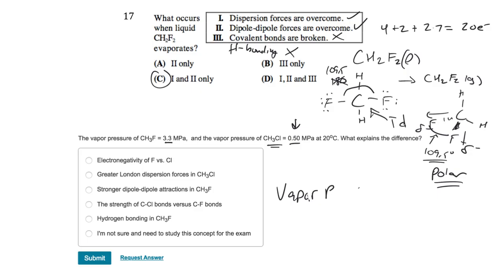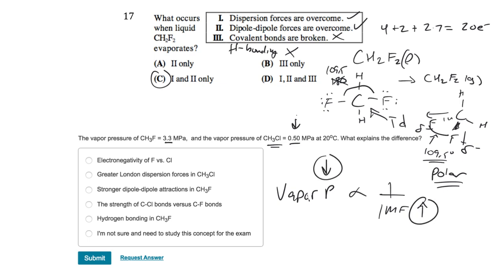So vapor pressure. Vapor pressure versus intermolecular forces goes inverse. The stronger the intermolecular force, the less likely the molecule is going to be lost into the gas phase. You can think of vapor pressure as a liquid sample releasing molecules into the gas phase. But if the molecule has really strong intermolecular forces, it's not going to release molecules into the gas phase. So we need weak intermolecular forces to have a high vapor pressure.